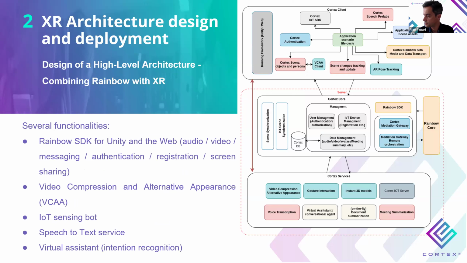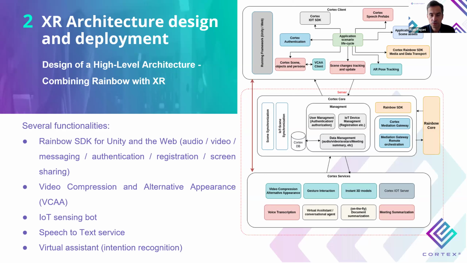Yes, I think this is what I just said. Maybe just one thing: as I said, Rainbow is the network layer, so to say. We have an existing SDK, and we can use all these functionalities for transmitting videos, audio, and other types of data through SDKs that are available for Unity and for the web. The remaining points are the ones already mentioned in the last slide.